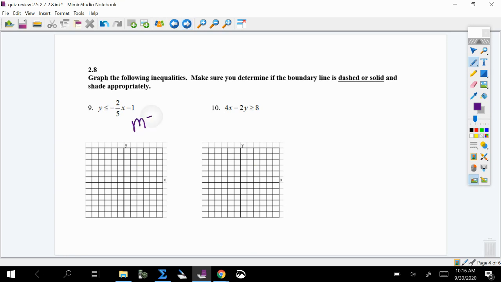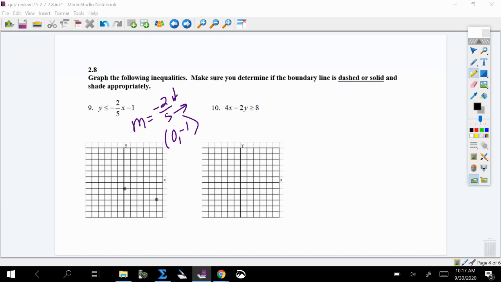So I'm just going to make some notes here. My slope is -2/5, which tells me I'm going to go down 2, right 5. My y-intercept is at the point 0, -1. So on my graph, I'm going to go to 0, -1. So on the y-axis, down 1 space. And then from there, I'm going to go down 2 spaces, right 5 spaces. So down 2 spaces, right 1, 2, 3, 4, 5. And those 2 points are going to help me draw my boundary line.